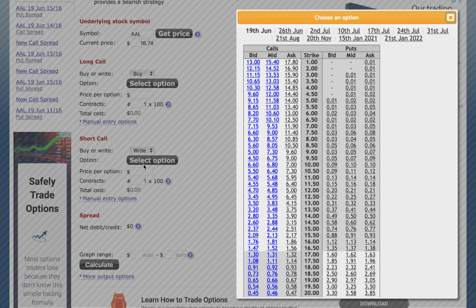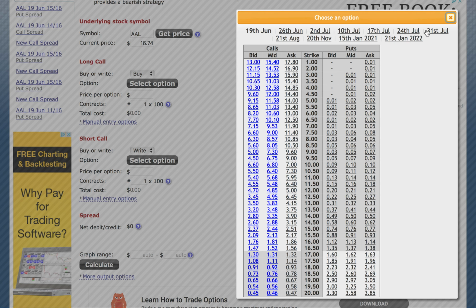So you click on select option here, and then you get this little graph here. So again, up here you can choose your expiration date. I'll just leave it as June 19th. And then over here on the right you have your puts, but we're not doing puts. We're going to deal with calls this time, so we're going to stay on the left here. So there's a call. Again, the price of American Airlines is $16.74. And so we'll just use 17 because that's what I used here not too long ago. So we'll say that we're going to sell a call at a $17 strike price.